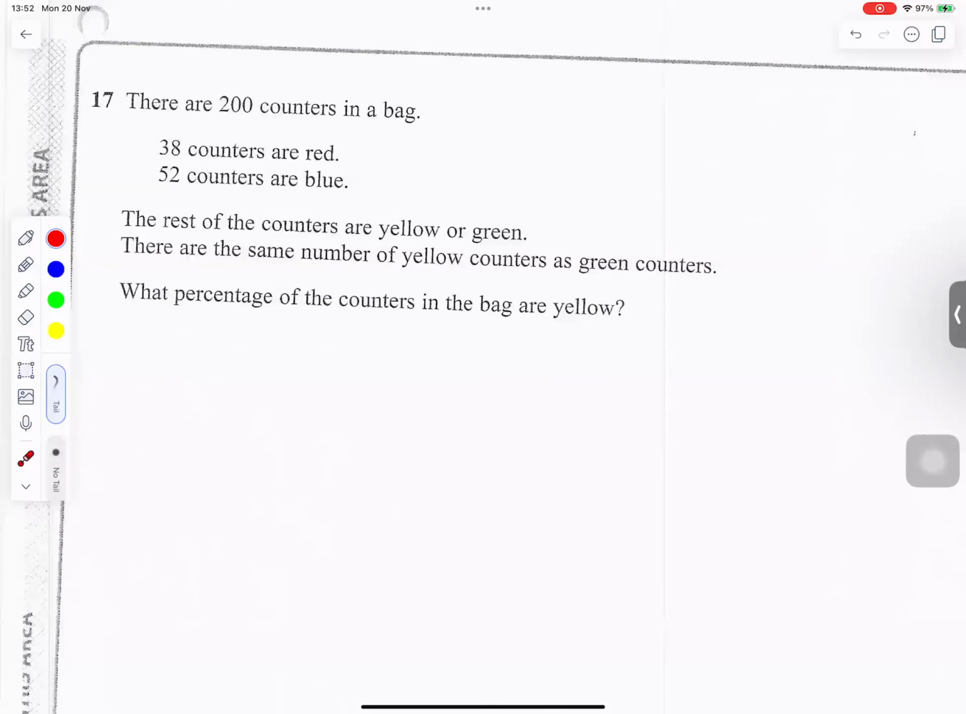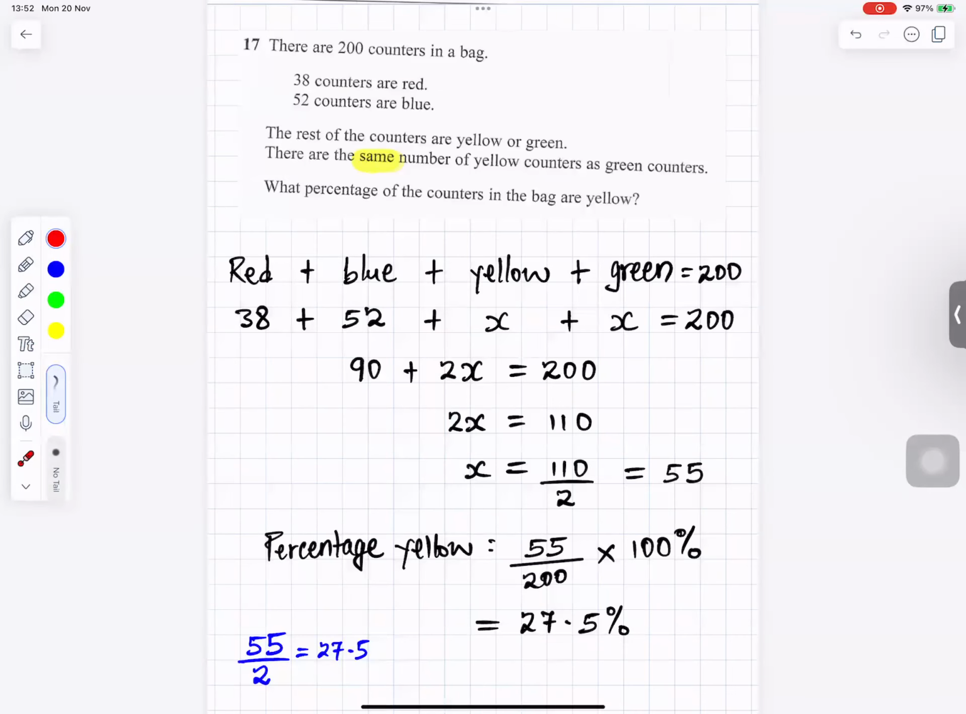Question number 17. We have red, blue, yellow plus green is 200. So it's 38 plus 52. Yellow is x because yellow and green are the same. We call it x and x. So x plus x is 2x. 38 plus 52 is 90.